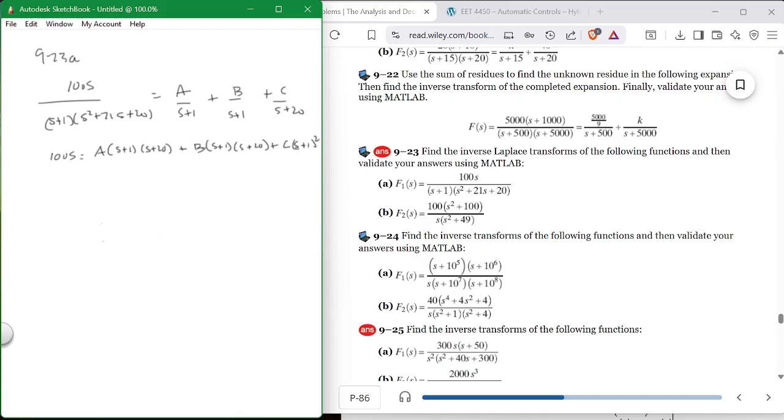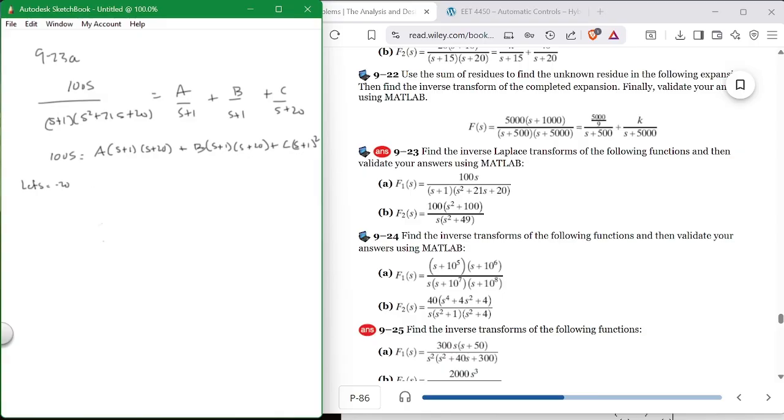Now, you can get rid of really none of these. Because if you let s equal minus 20, you can get rid of A, you can find C, all right? So that's how you find C.